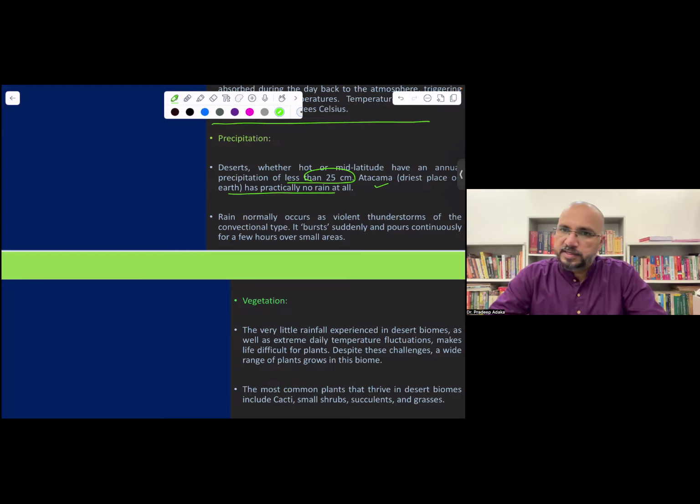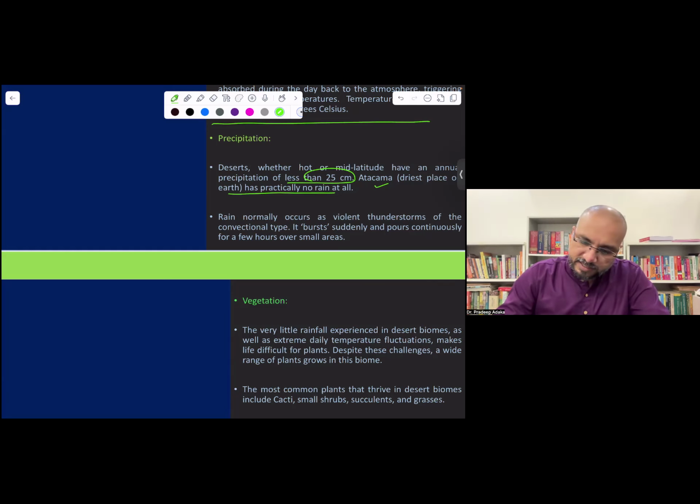precipitation is almost negligible. This fog is converted into water by the local people. What they do is they place nets. These nets capture the moisture from the fog, and those drops of water are collected for drinking purposes.